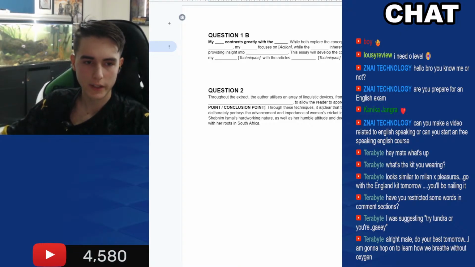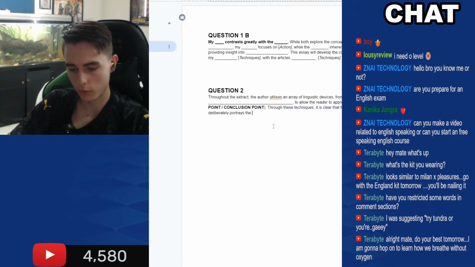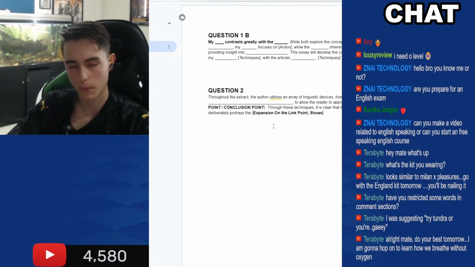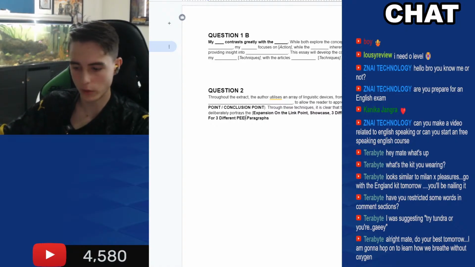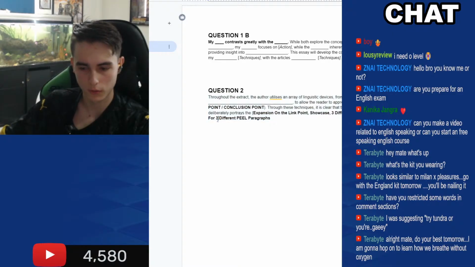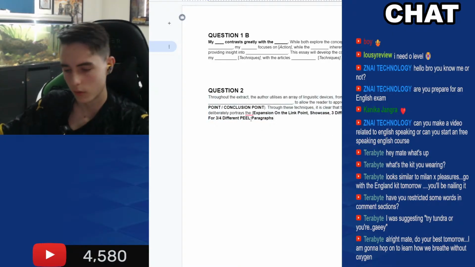Through these techniques, it's clear that the author deliberately portrays, and then you want to expand on the link point here. So you want an expansion on the link point, showcasing three different portrayals for three different PEEL paragraphs. And this should be a capital L as well, for three or four different paragraphs. Okay.